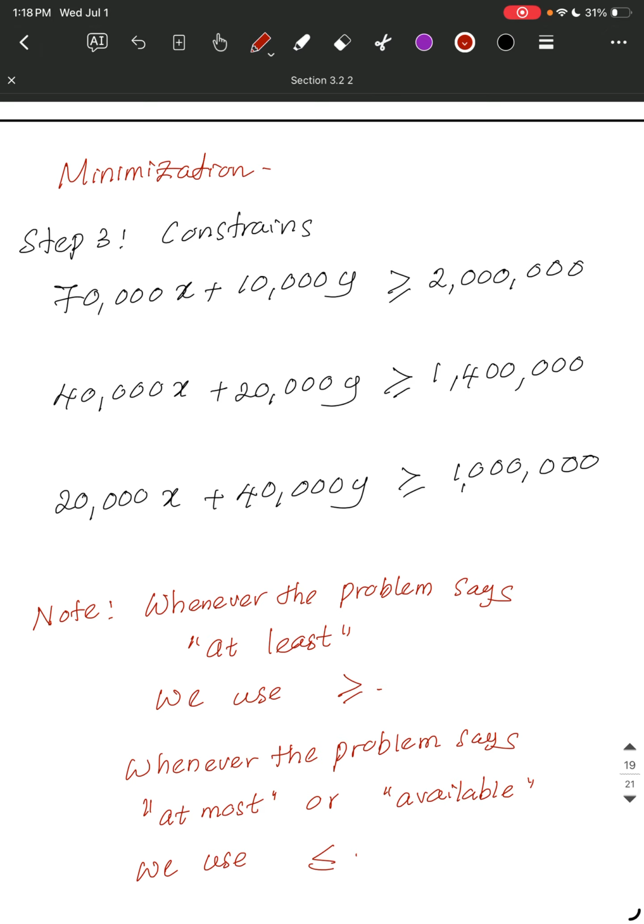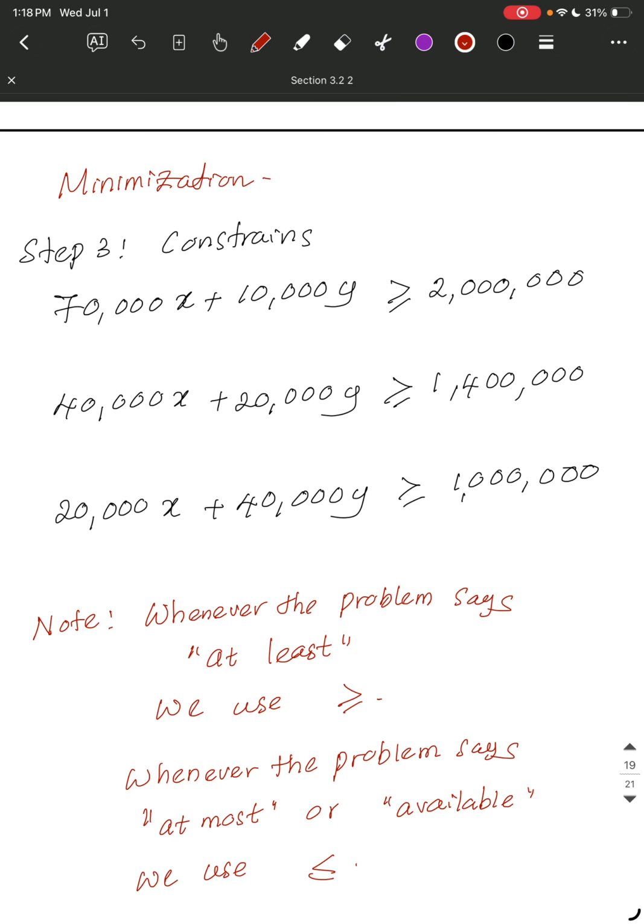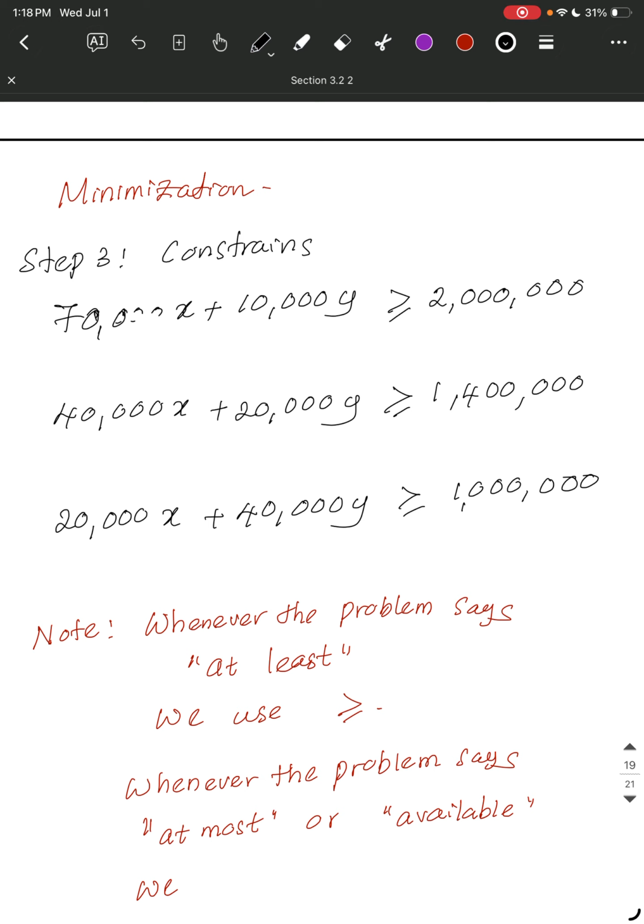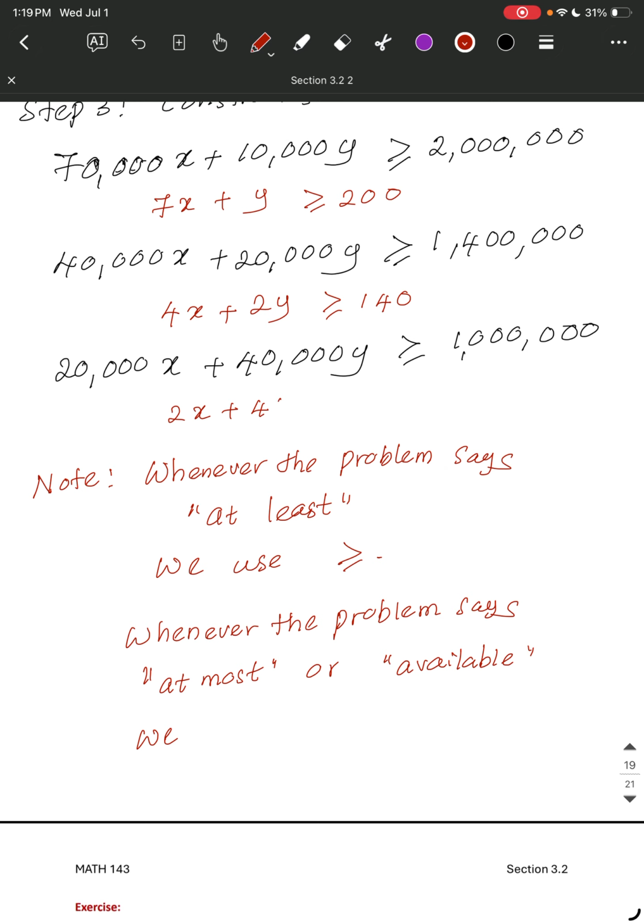So let's simplify the values. We can easily simplify them by dividing by 10,000. 7x plus y greater than or equal to 200, 4x plus 2y greater than or equal to 140, and 2x plus 4y greater than or equal to 100. Okay.